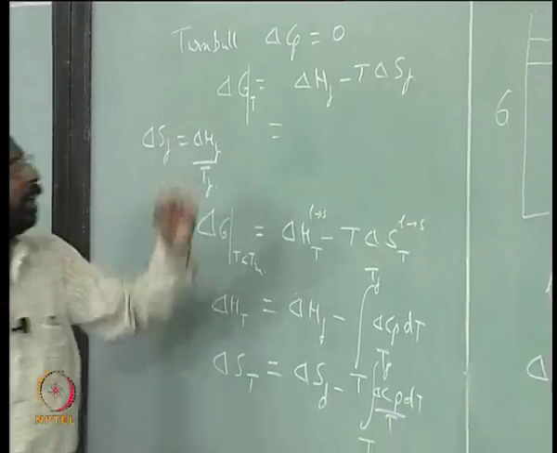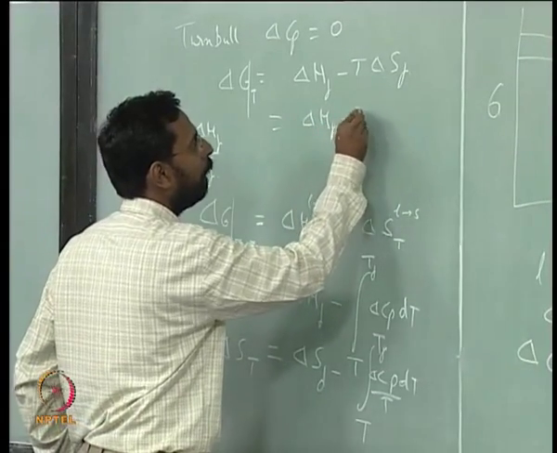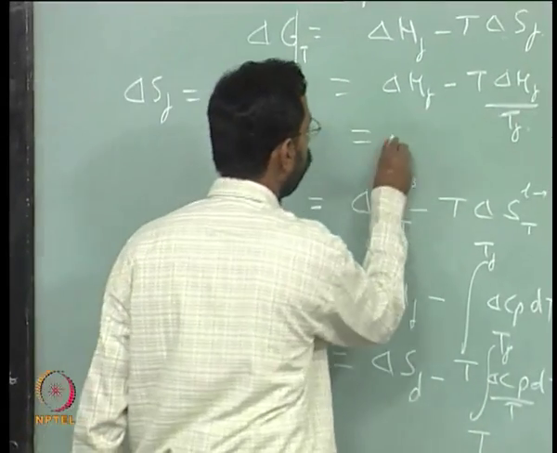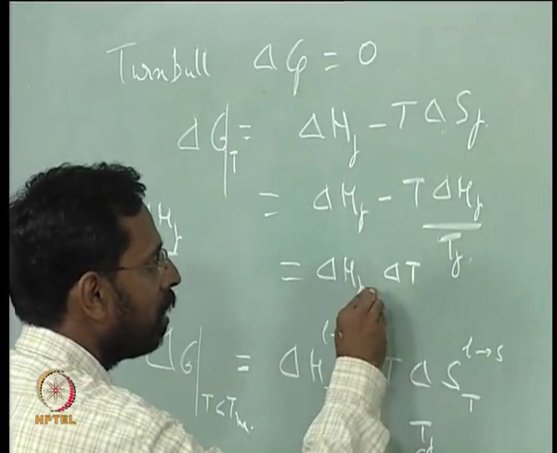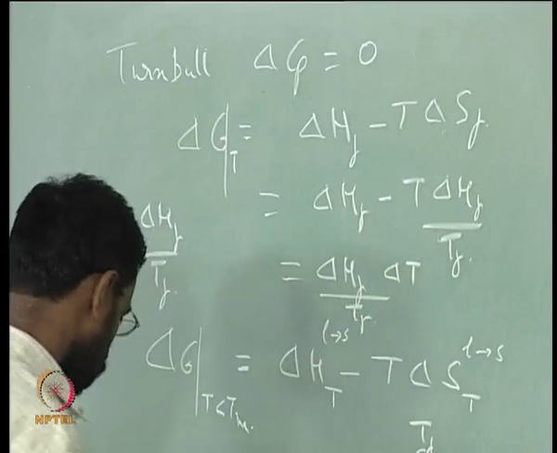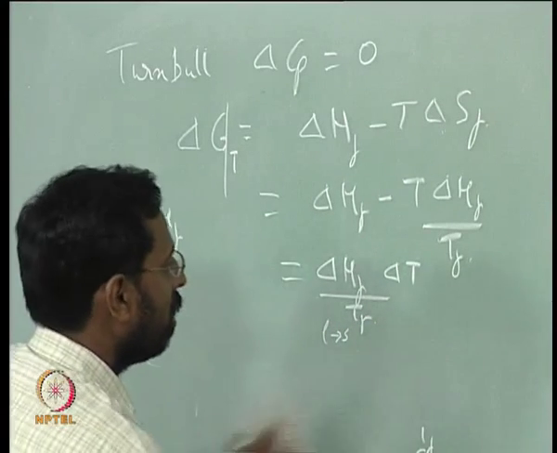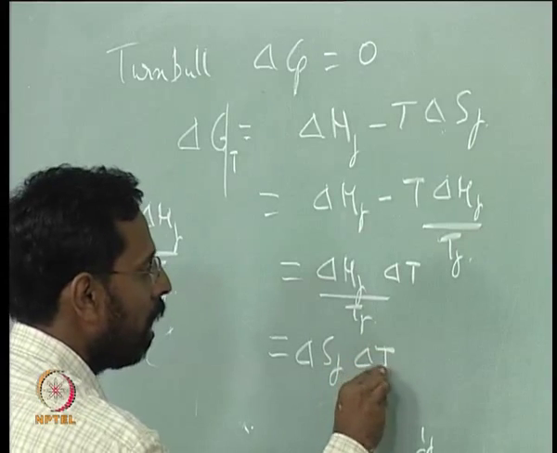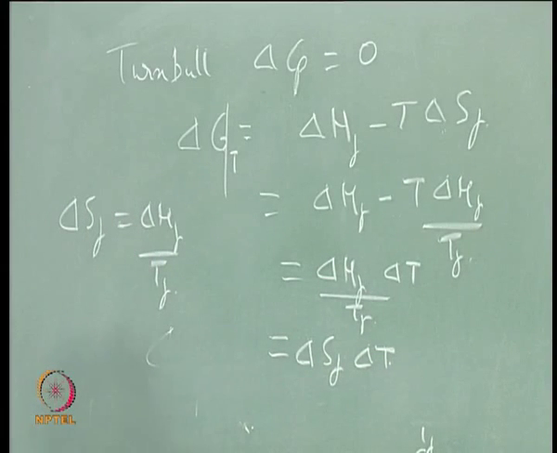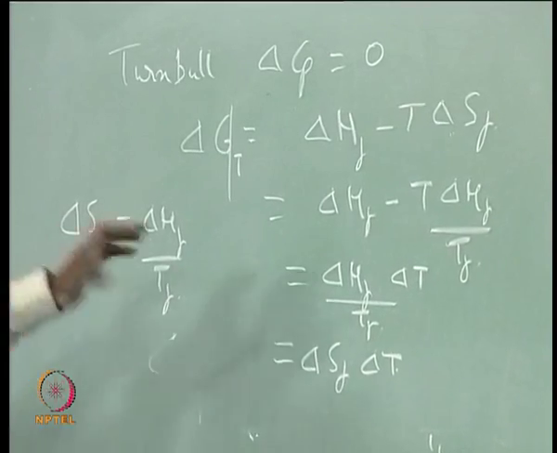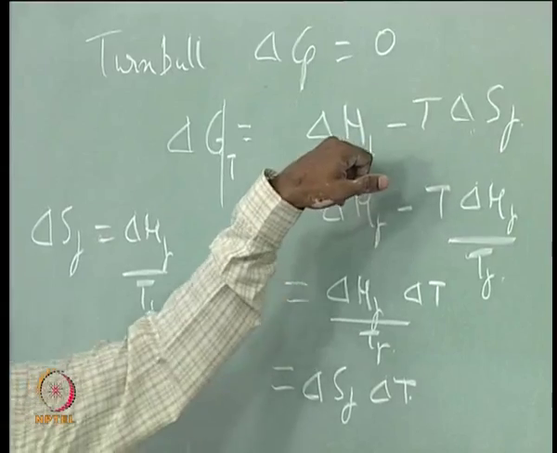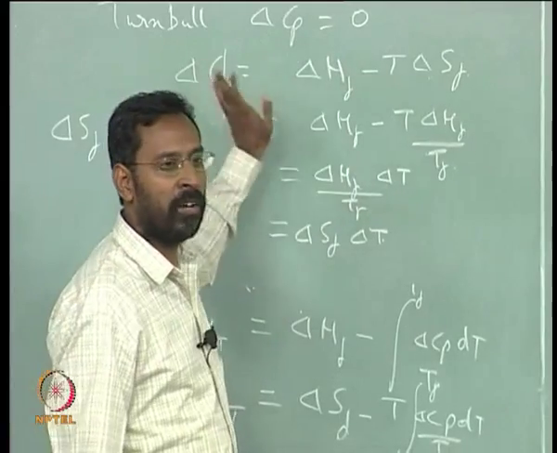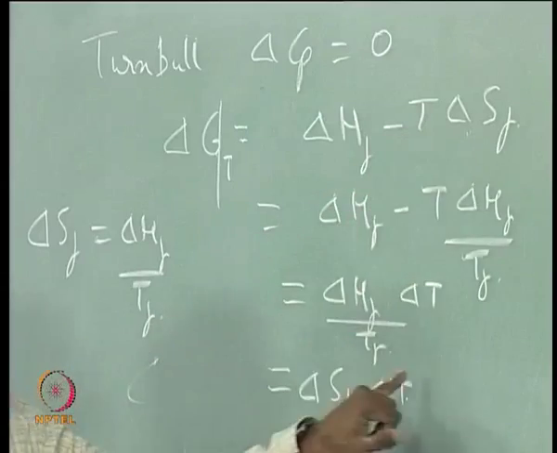Because from the basic definition of dS itself, dS equal to dH by T, if I use that then I can simply say that this is delta HF by T into delta HF by TF, and that leads you to a formula which is delta SF into delta T. Or to do this simply, you can multiply this and convert this into delta SF into TF, take out delta SF common, and you see TF minus T, TF minus T is delta T.